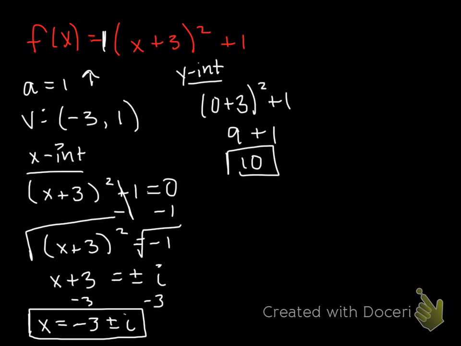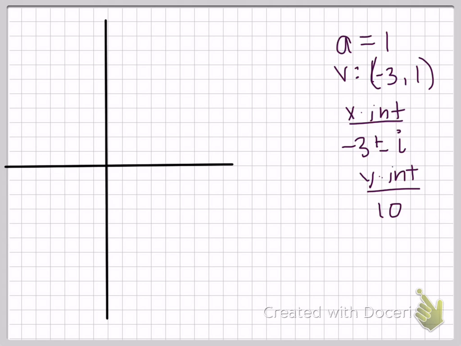So now we're going to take all this information and get it on our graph. So I can plot my vertex of negative 3, 1. And I can't plot my x-intercepts because they're imaginary. I can plot my y-intercept of 10. 9, 10. I know my axis of symmetry is happening right here, going through the x part of the vertex, so I can determine this is 3 units away, so I need another dot 3 units away.